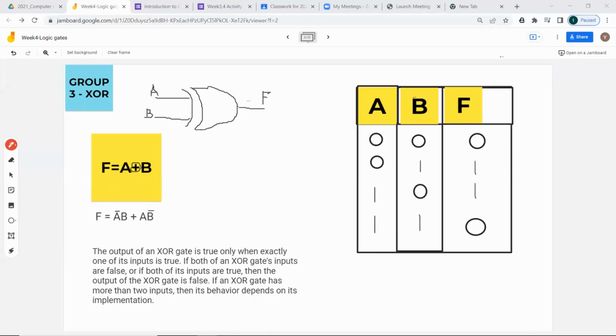From group 3? Hello, we are from group 3 and we got the XOR gate. What happens in this gate is when both inputs are the same, the output's gonna be true. No, sorry, I'm sorry. When the inputs are the same, output's gonna be 0. When the inputs are different from each other, the output's gonna be 1.